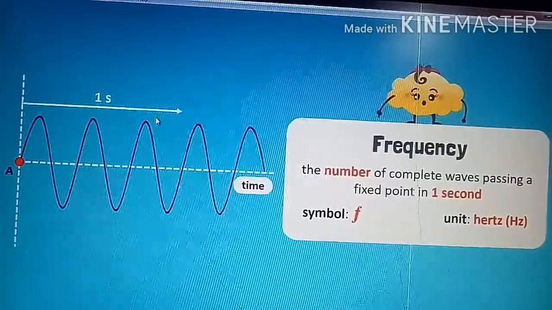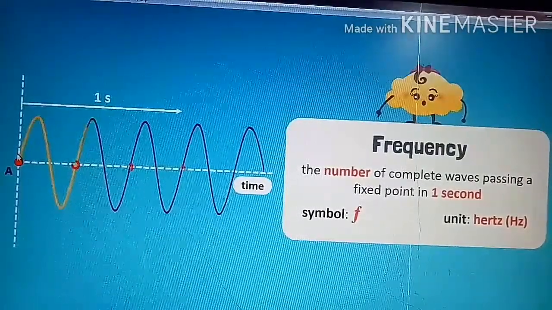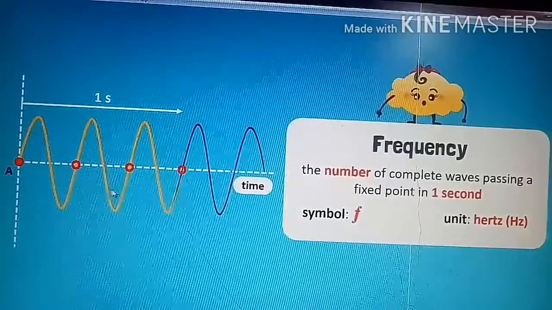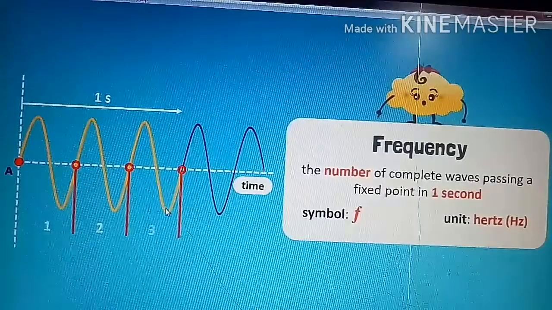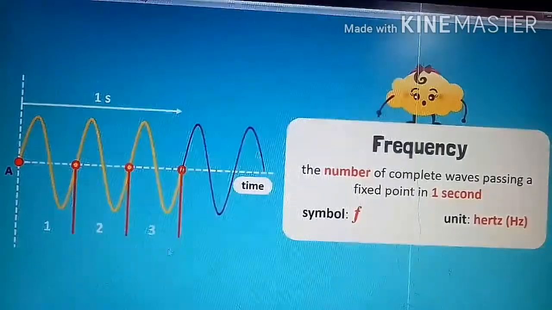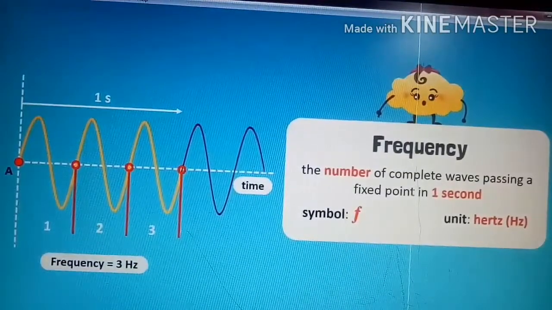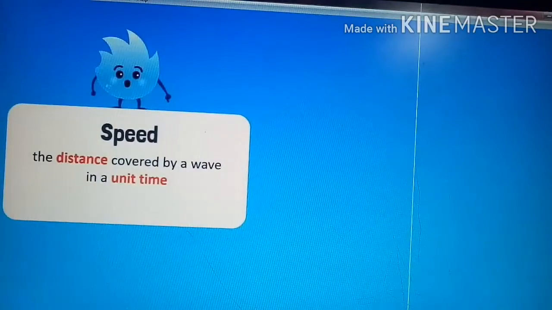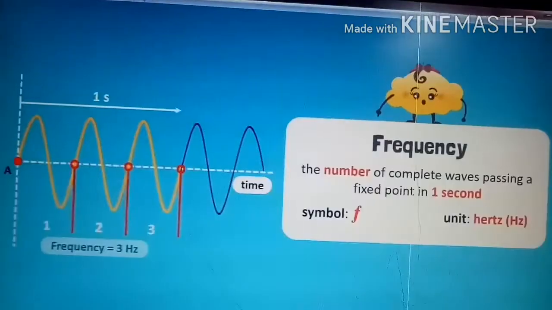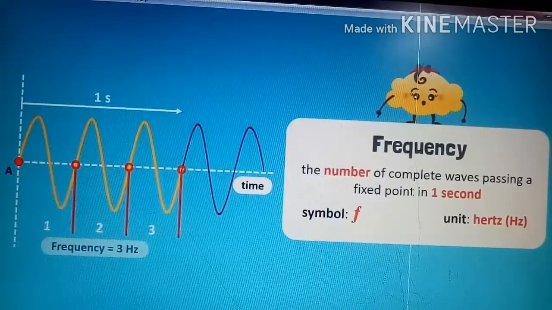In 1 second, look at that, how many waves are produced? This is 1 second and 3 waves. So it means its frequency is 3 hertz, or you can also say 3 per second, because frequency is a reciprocal of the time.